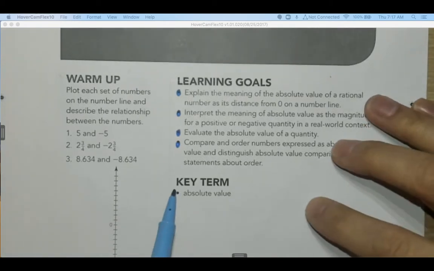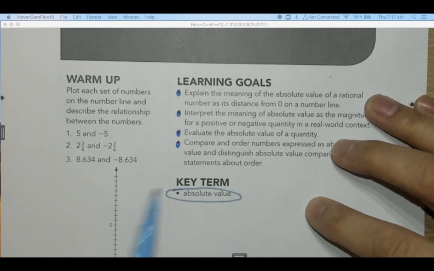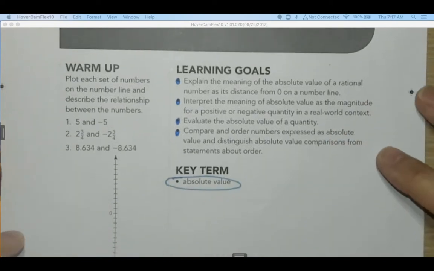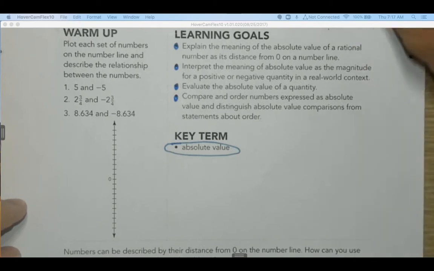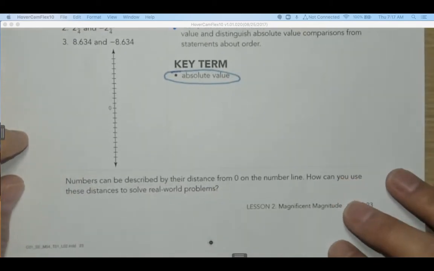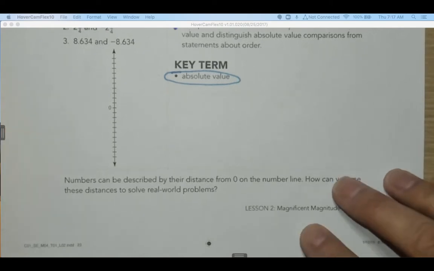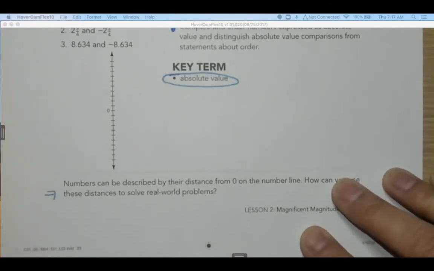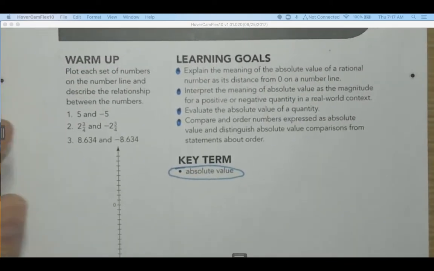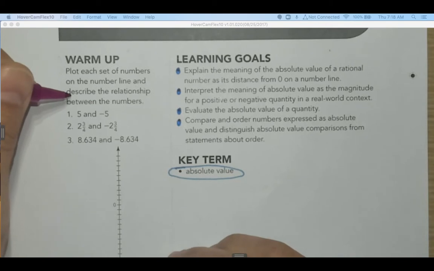Fancy language. The key term here is absolute value. Numbers can be described by their distance from zero on the number line. How can you use these distances to solve real-world problems is the question to think about. For our warm-up, plot each set of numbers on the number line and describe the relationship between the numbers.